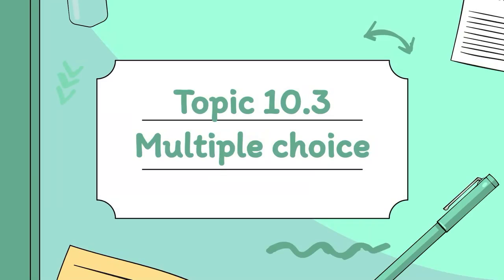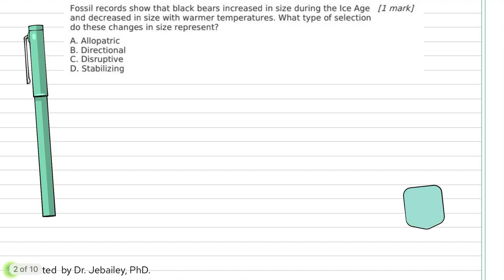Hi, this is Dr. Jabali, and in this video, I took past IB exam papers focusing on multiple choice for topic 10.3, which is all about speciation. So remember to read the question at least twice or three times, as well as A, B, C, D, because they can be very close in answers. So let's go ahead and start reading this information right here.